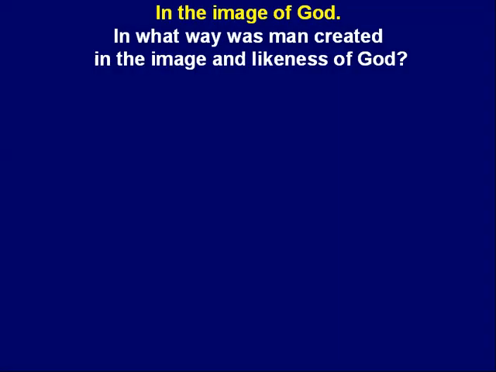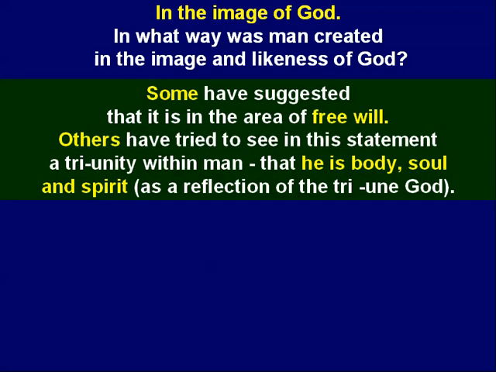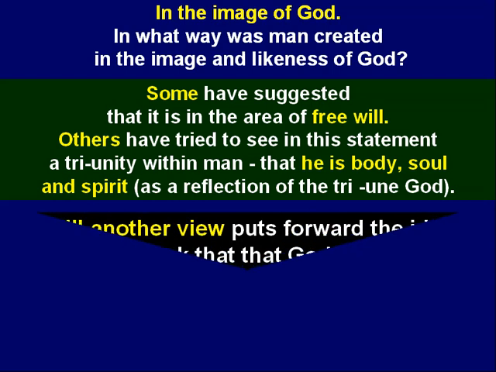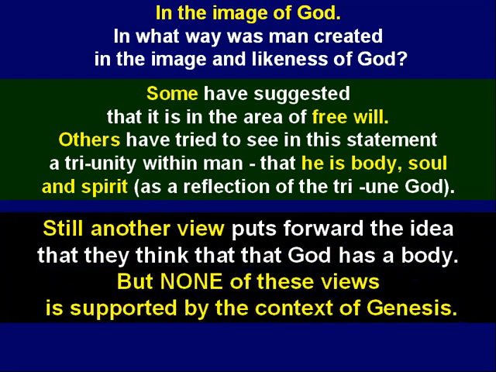In the image of God, in what way was man created in the image and likeness of God? Some have suggested that it's in the area of free will. Others have tried to see in this statement a triunity within man, that his body, soul and spirit are a reflection of the triune God. Still another view put forward the idea that God has a body, but none of these views is supported by the context of Genesis. In the image of God: federal headship, stewardship and care for the environment.